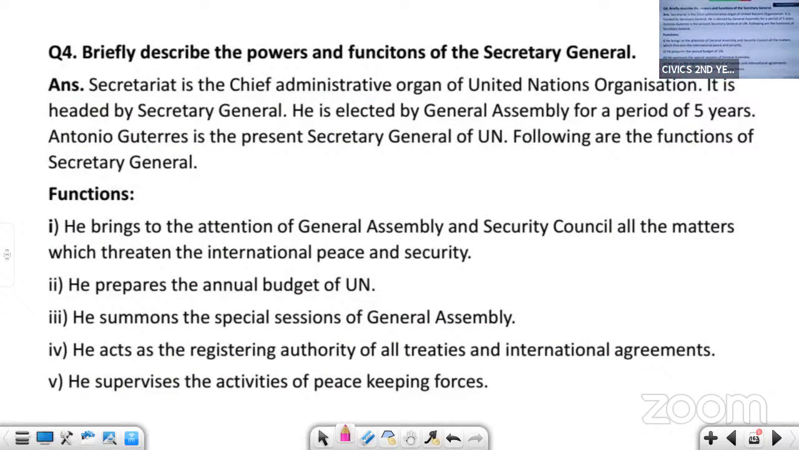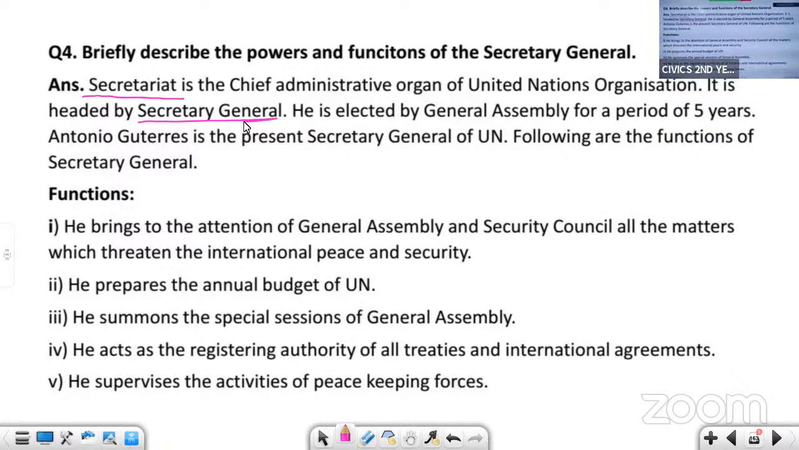Powers and functions of Secretary General. Okay. What are the powers and functions of the Secretary General? Now, the Secretariat is another organ of the UNO. It is the administrative organ of UNO, and the Secretariat is headed by Secretary General.